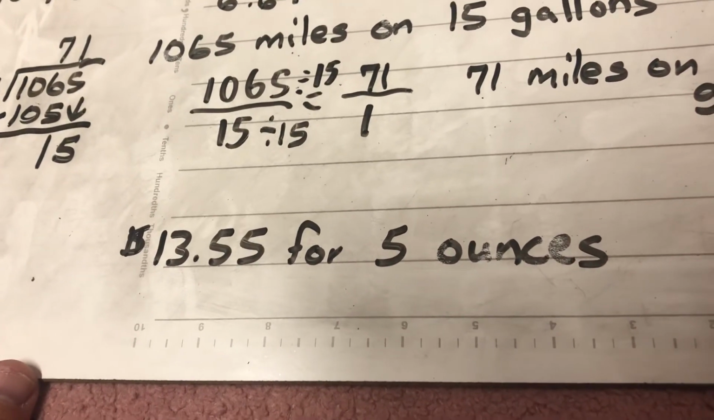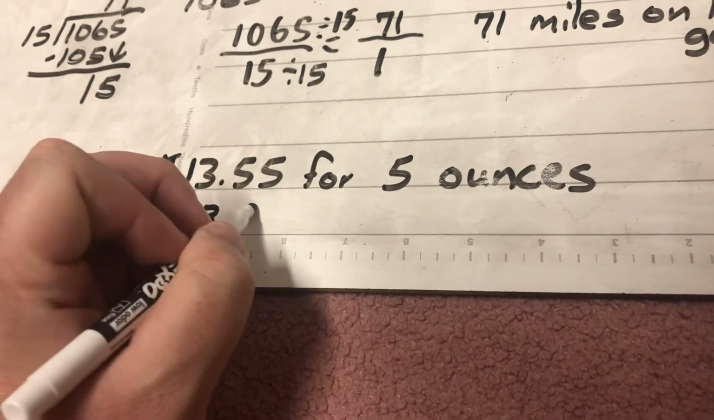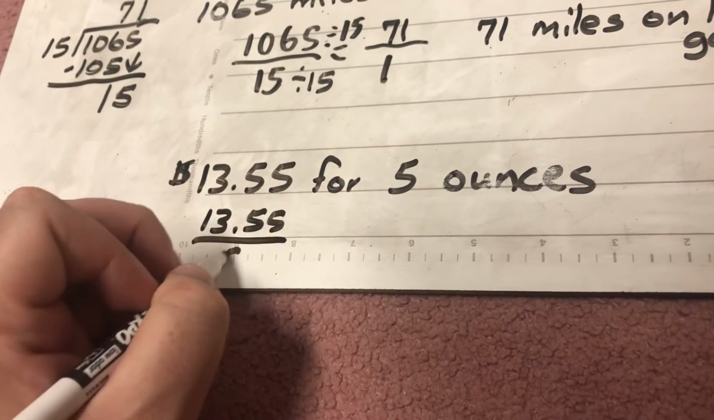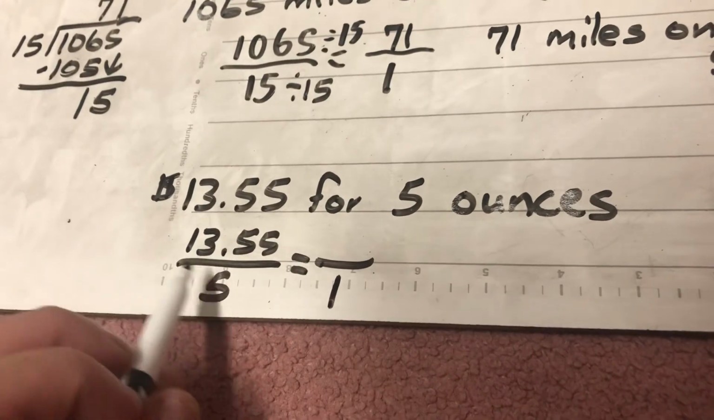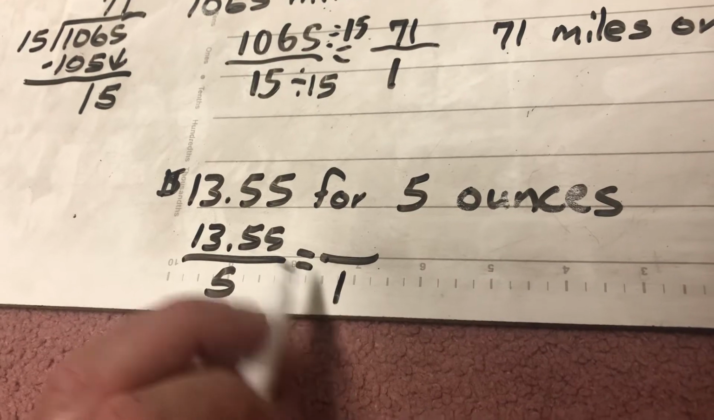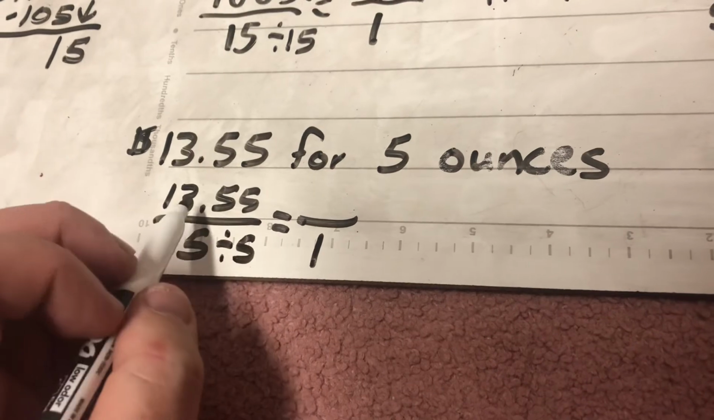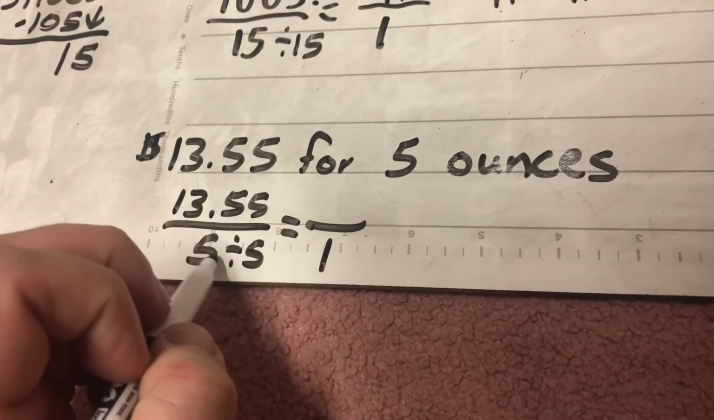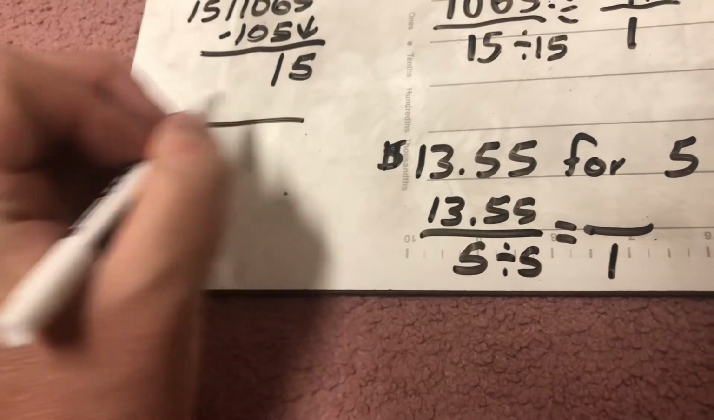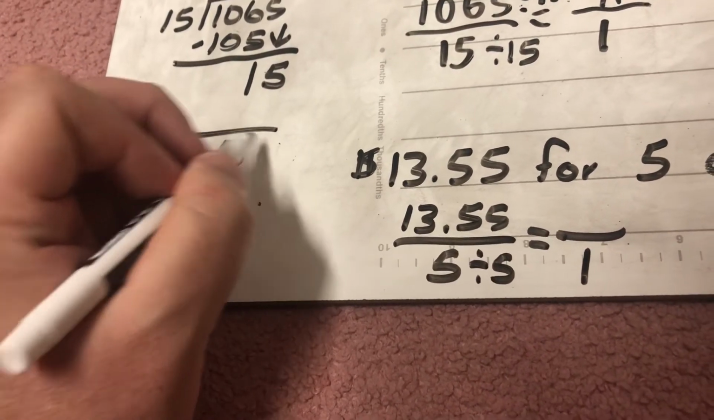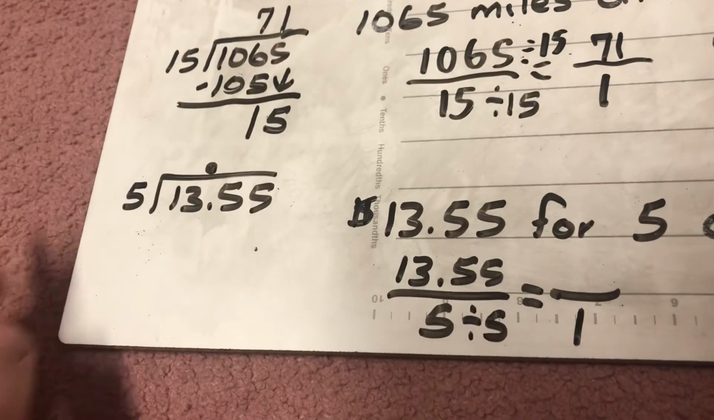$13.55 for 5 ounces. So essentially, I'm going to set up my ratio. $13.55 for 5 ounces. How much is it going to cost for 1 ounce? Well, once again, I'm dividing by 5 to get 1, which means I'm just essentially doing the problem that's set up by the ratio, 13 and 55 hundredths divided by 5. So I'm going to come over here, taking 5 into 13 and 55/100ths. There's no decimal here, but there's a decimal there that I'm going to bring straight up.